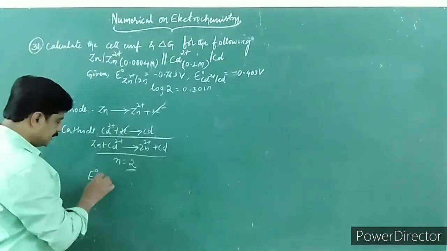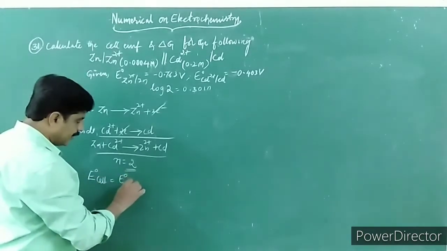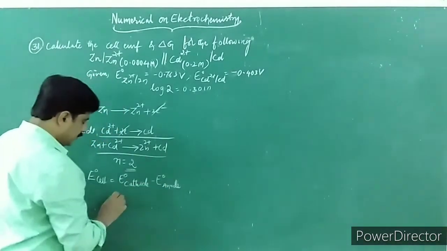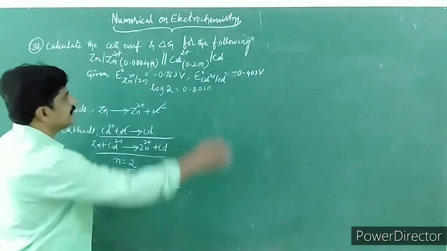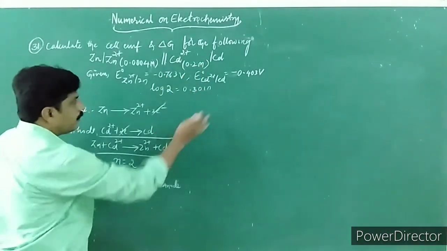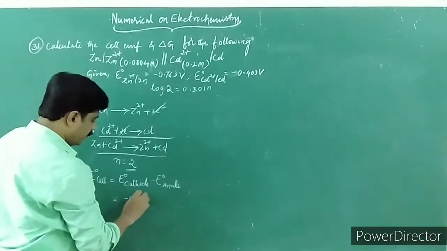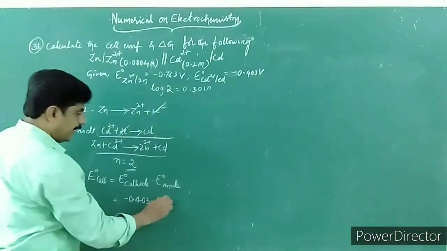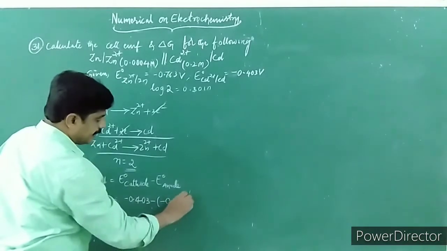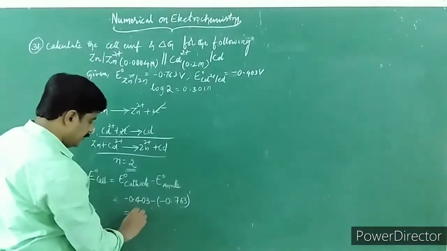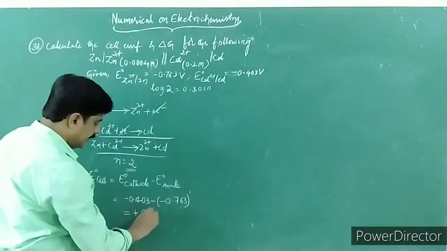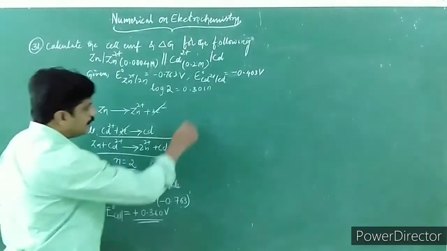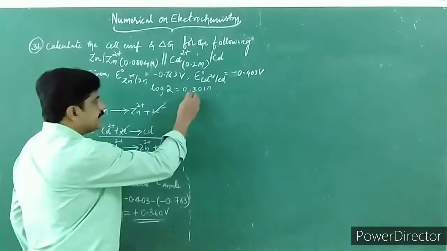Now let me find out E naught cell. Now E naught cell is equal to E naught cathode minus E naught anode. Is it not? E naught cathode, which is the cathode here, children, Cd2+/Cd. What is the value here? Minus 0.403, minus the anode. Anode is what? This is the anode here, minus 0.763. If you simplify, you are going to get plus 0.360 volts. So this is E naught cell. Children, once you find out E naught cell, let me go for E cell.